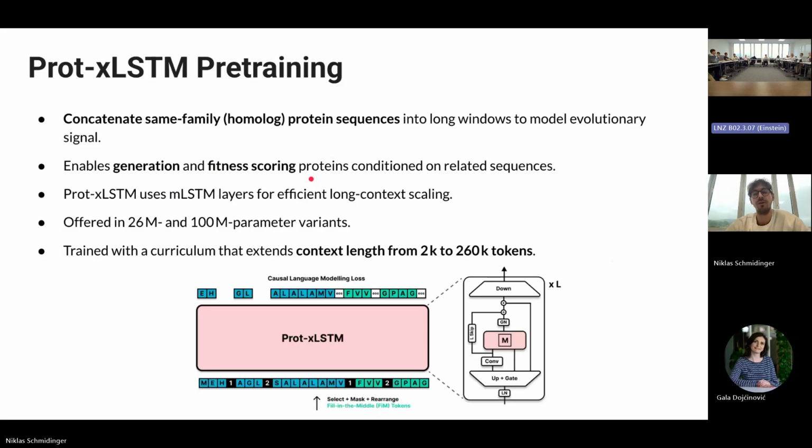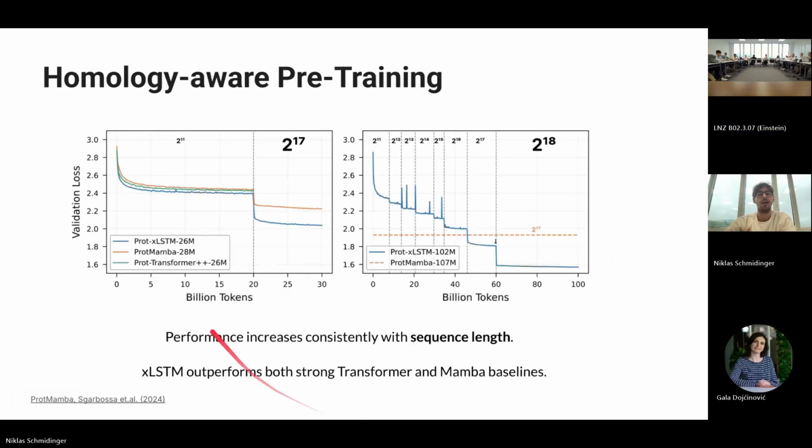I will mention this very briefly. For this one, we use just mLSTM layers, so nice and parallelizable, because here we really try to push long context abilities and wanted to test how good this is on long contexts. We trained just 2 variants, so kind of smallish, 26 million and 100 million parameters, but the context lengths were very large. That's also why the models were not bigger, because we pushed them to around 260,000 amino acid tokens.